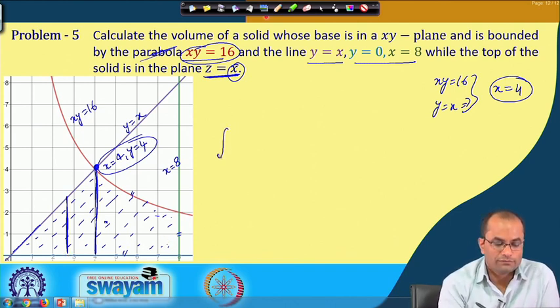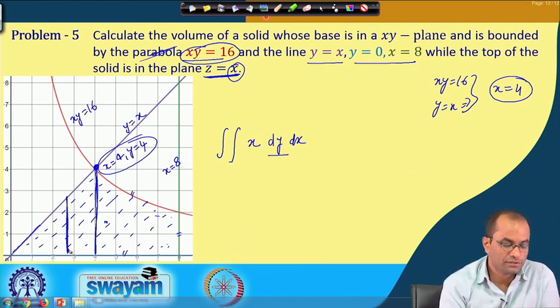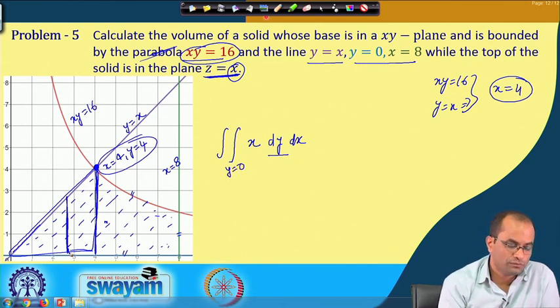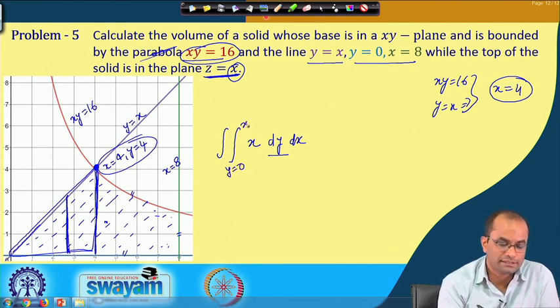So, we need to have two integrals now. So, in the direction of y first and then in the direction of x. And the integrand is going to be x. So, in the direction of y, our range for this first region, which is this triangle, y goes from 0 to this curve which is x, and then for x we will move from this point to this point, that means 0 to 4.